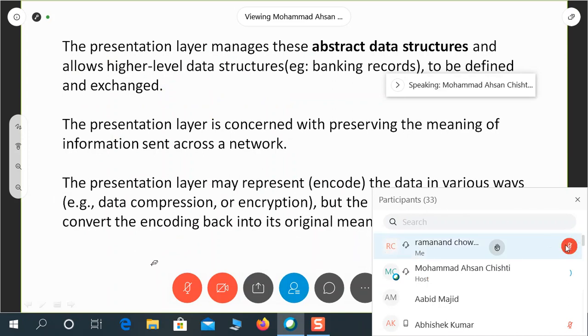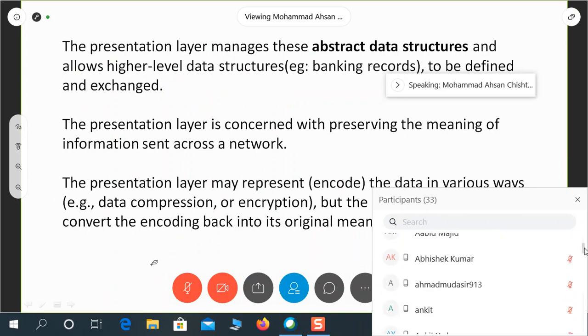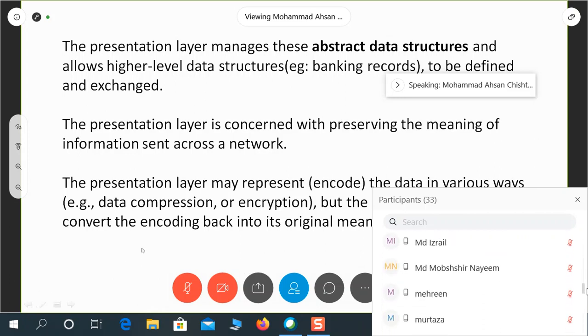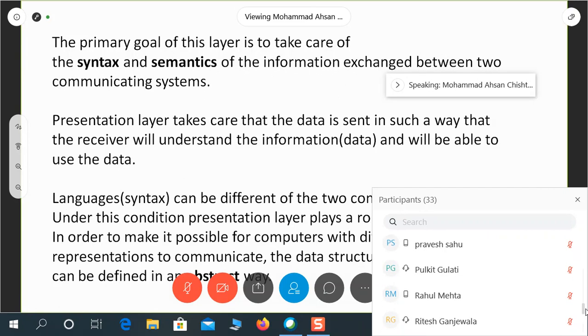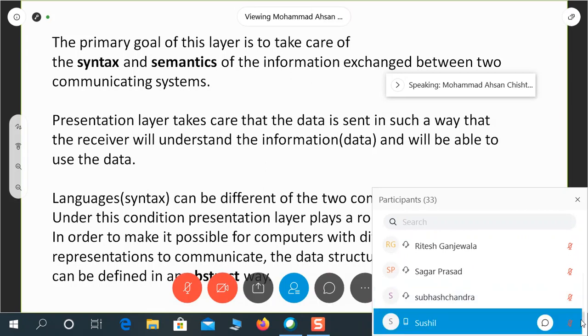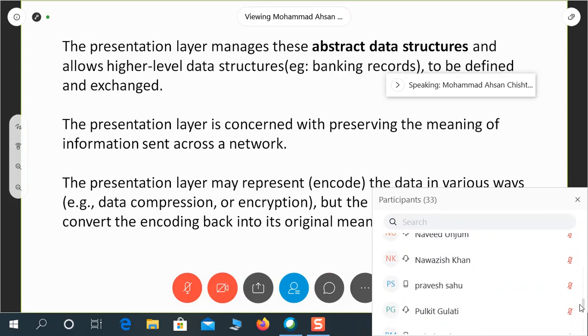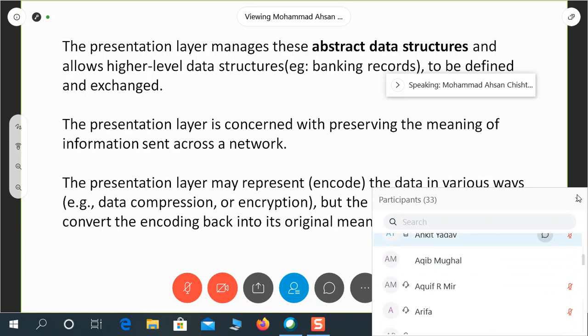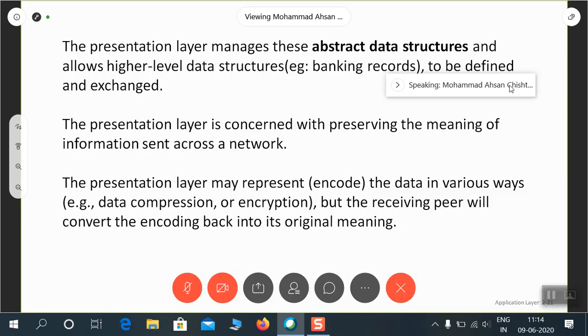The presentation layer also manages these abstract data structures. What abstract data structures do we have? To make it possible for computers with different data representations to communicate, the data structures to be exchanged can be defined in an abstract way. The presentation layer manages these abstract data structures and allows higher-level data structures like banking records to be defined and exchanged.